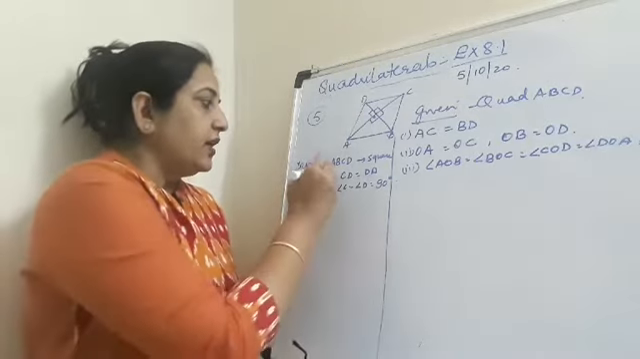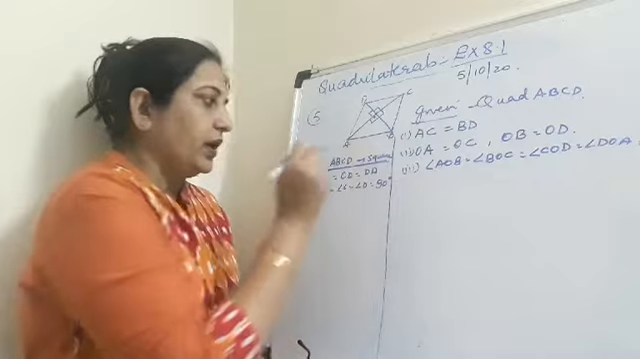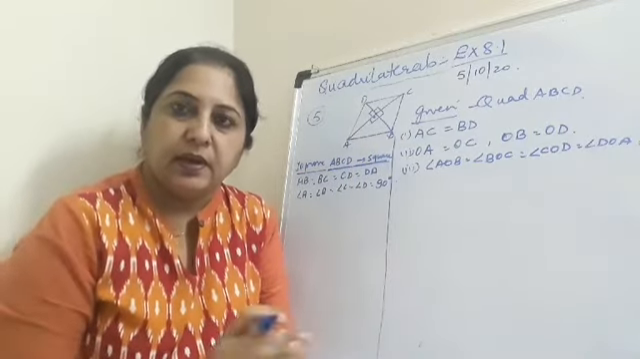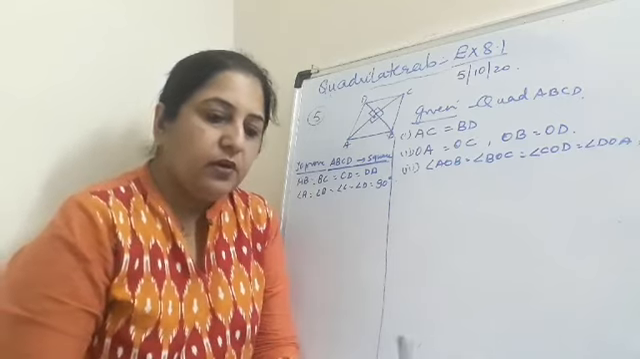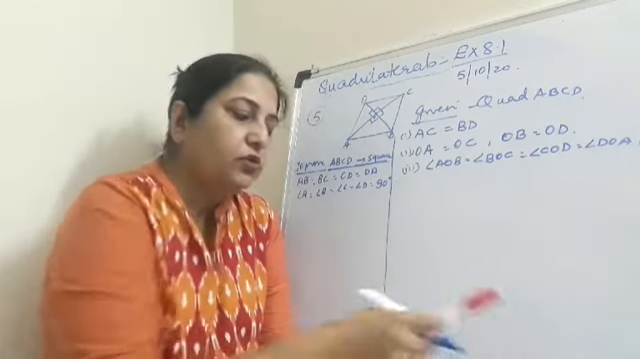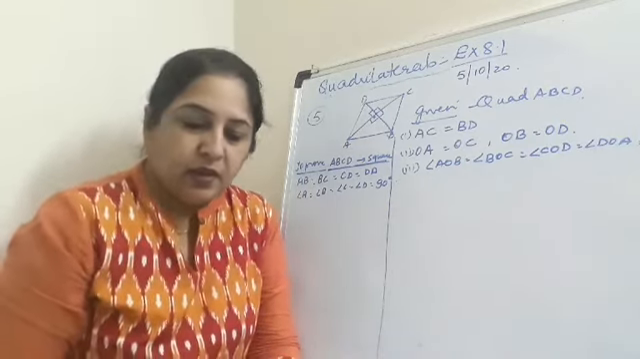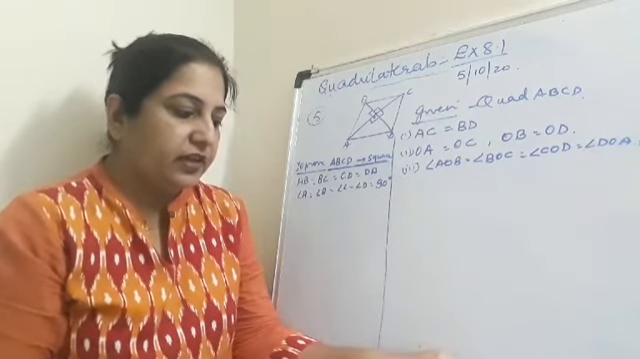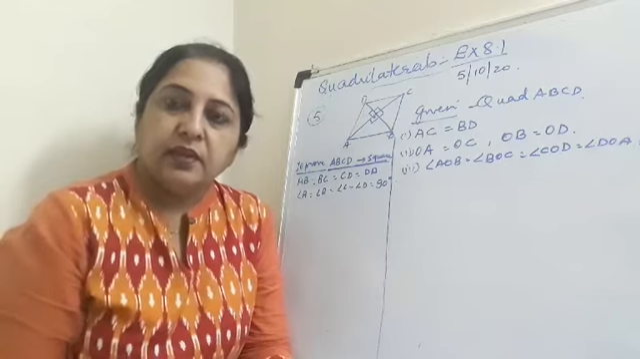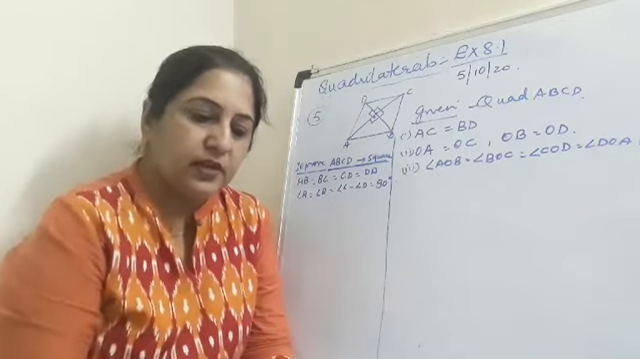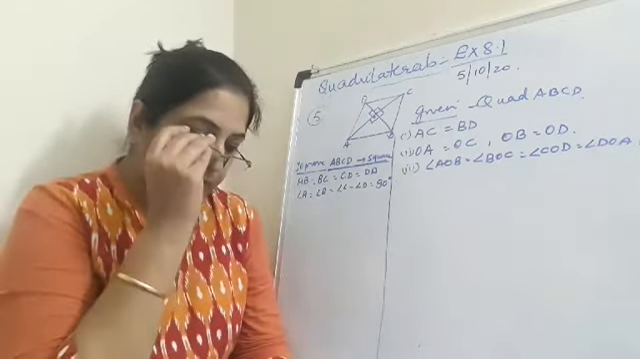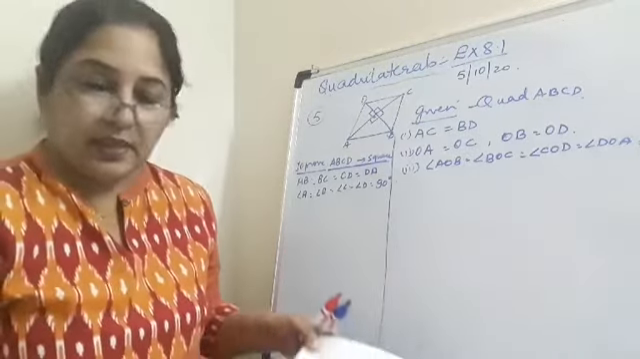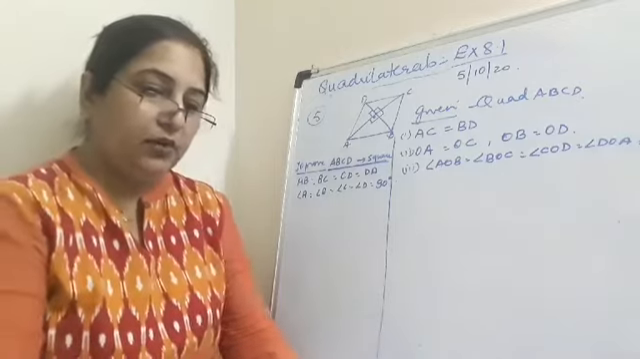Now to prove that ABCD is a square, we have to first show that ABCD is a parallelogram. You know why? Because a square is also one type of parallelogram. So first we'll prove that the given figure is a parallelogram, and then we will use some congruence condition to show that it is a square. As I told you, what we have to prove is that AB is equal to BC is equal to CD is equal to DA.